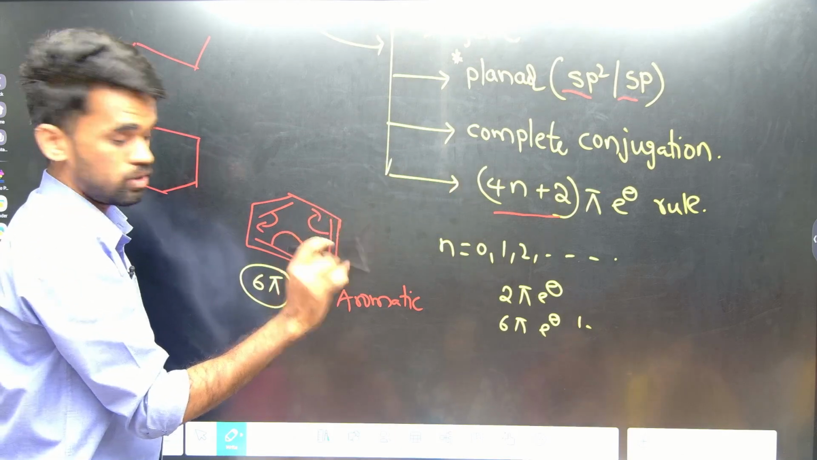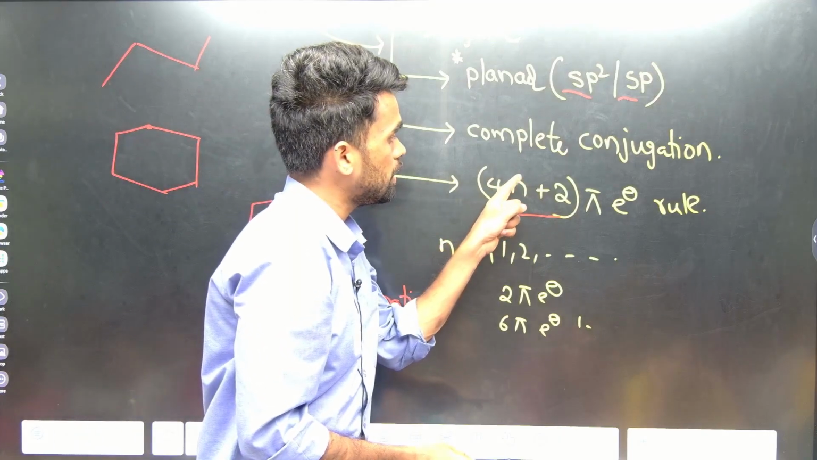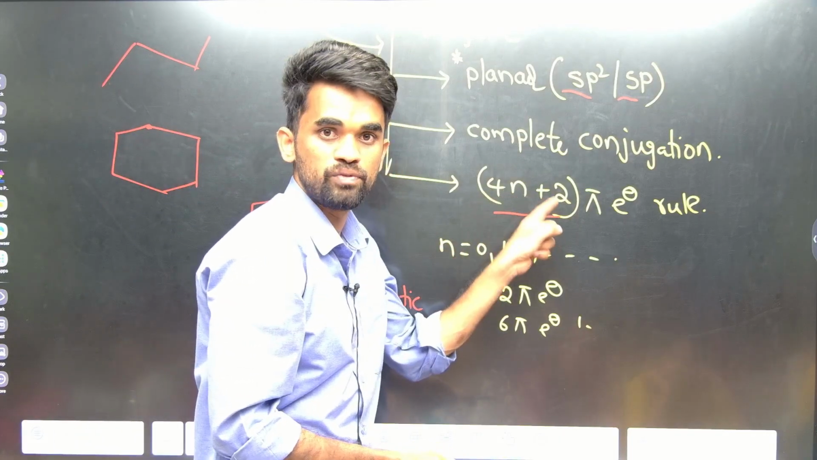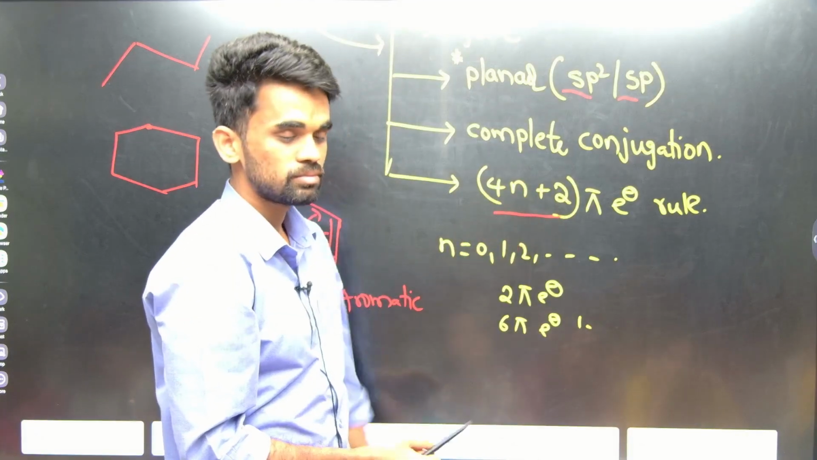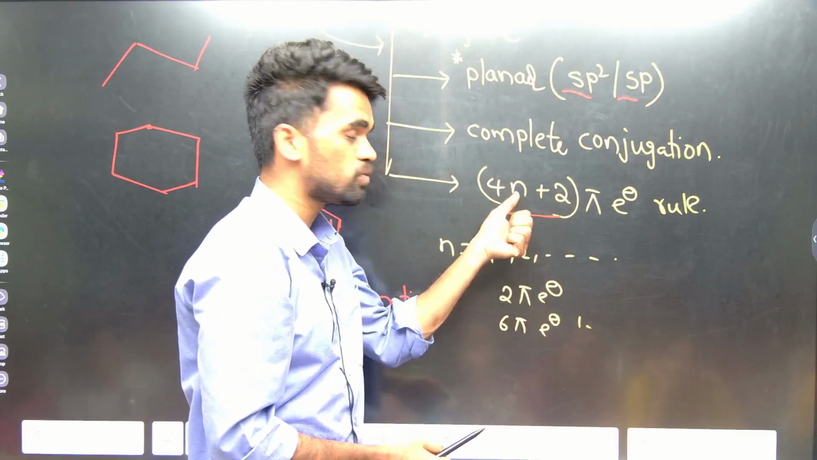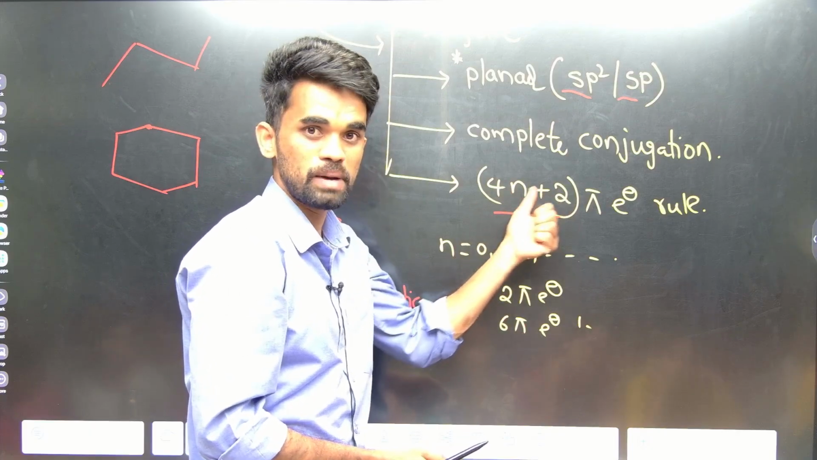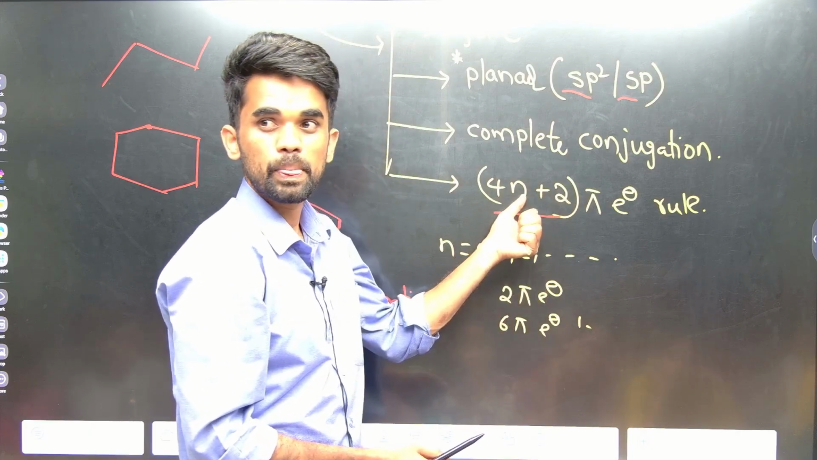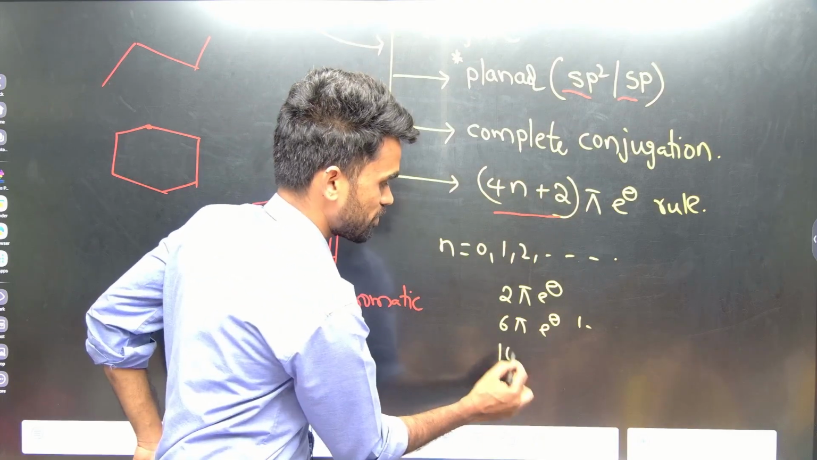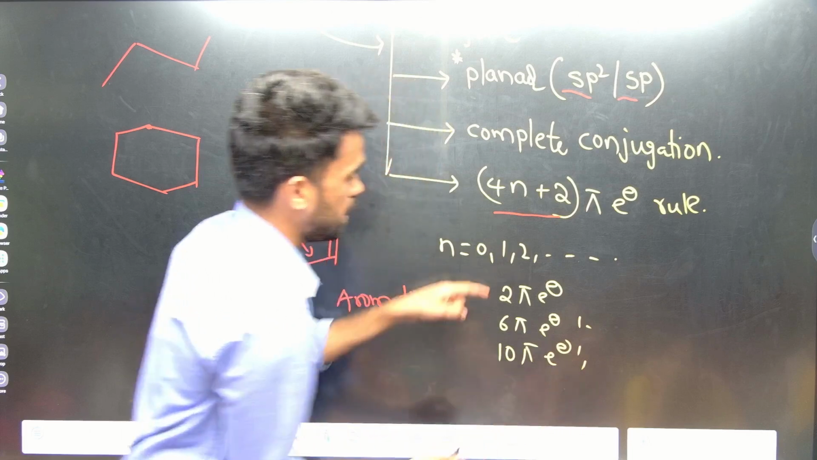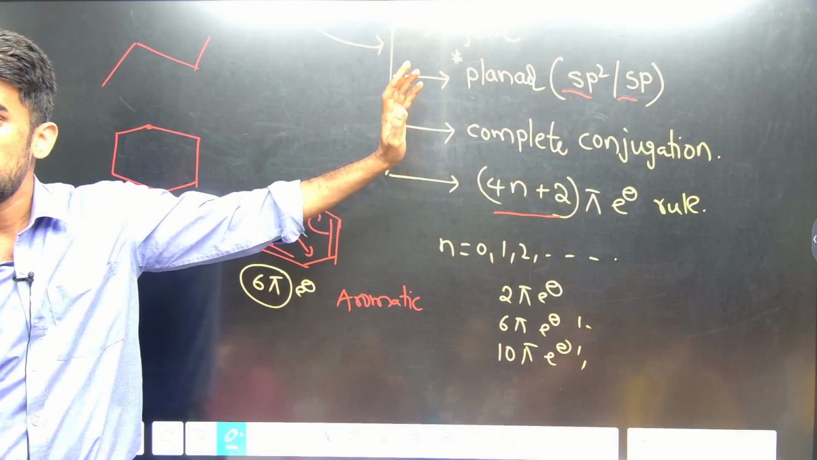Everyone clear? Okay. And the last one now. You put any value here. It can be 0, 1, 2, 3, 4. What happens now? Put 0, 2 pi electrons. Put 1, 4 plus 2, 6. Put 2, 8 plus 2, 10. Like that. If any of these numbers is coming in the system, then you can say that system is aromatic.